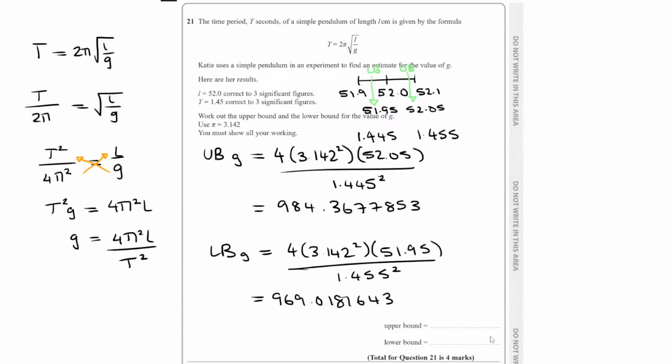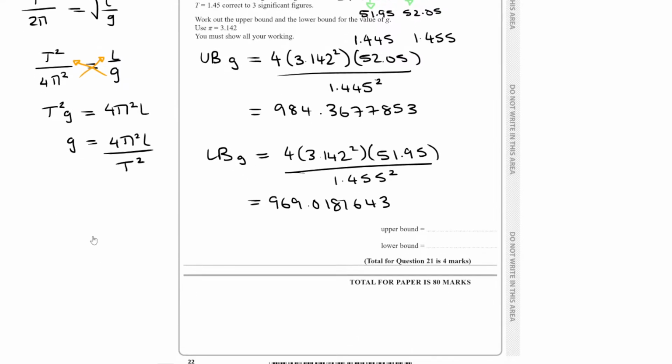So that one's 4 marks, which I feel like should be 5, but anyway. It was a little bit harder because of that rearranging at the start, I think. But otherwise that is the whole paper. I don't know if you can see the 4 marks there. There you go, 80 marks. That is the whole paper.